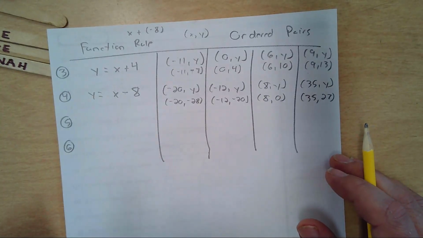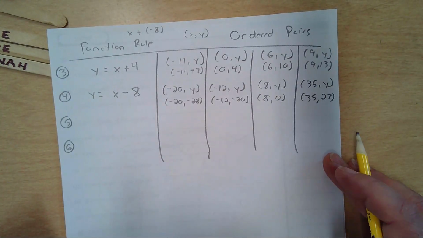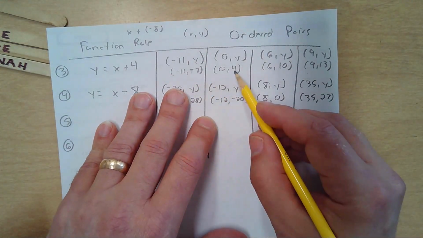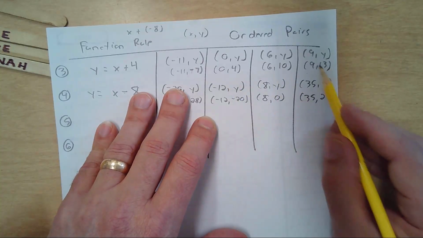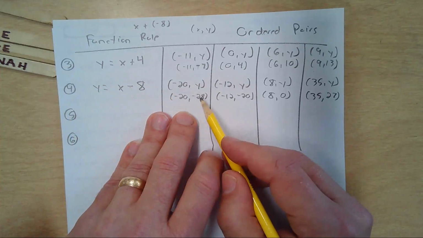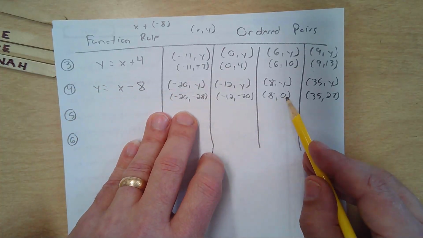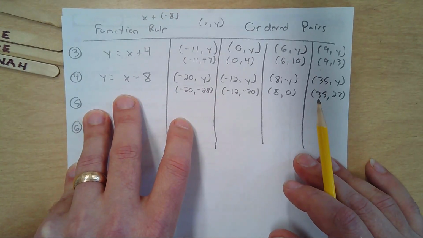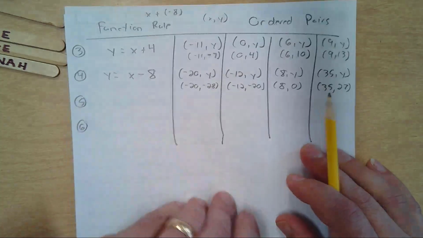There are patterns in these. You can probably see that in this case, the y value is always 4 greater than the x, but that's because that's what the rule says. In this case, every y value is just 8 less than the x, because that's the rule you're applying in this one.